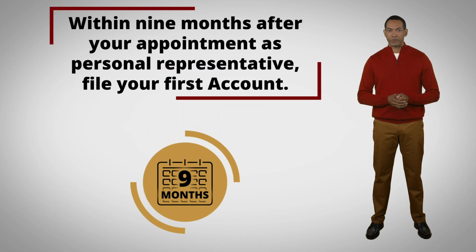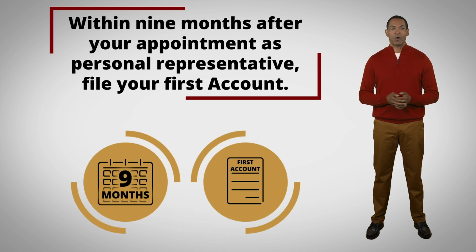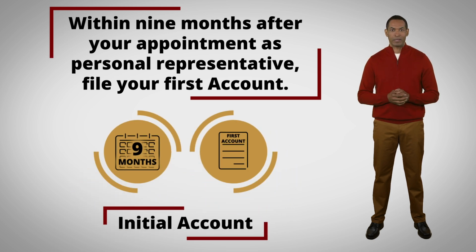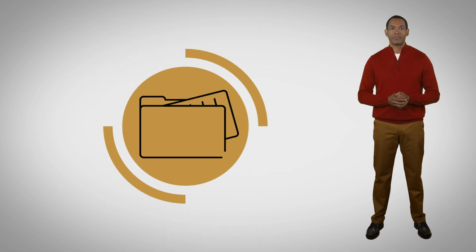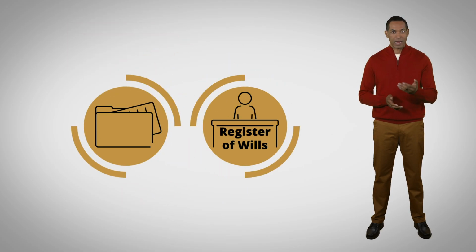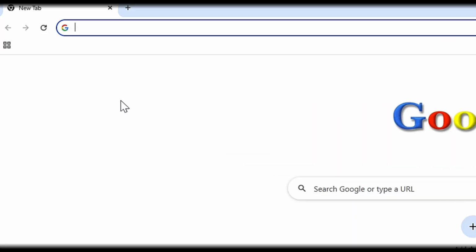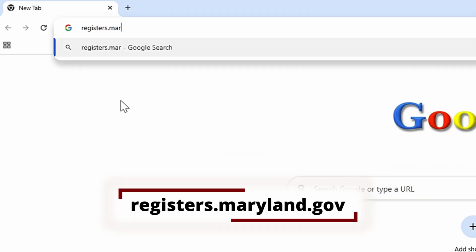Within 9 months after your appointment as personal representative, file your first account, also called the initial account. There is no form to use. You can view a sample account in the packet the Register of Wills gave you at the time of your appointment. The Register of Wills website also has a sample to view.